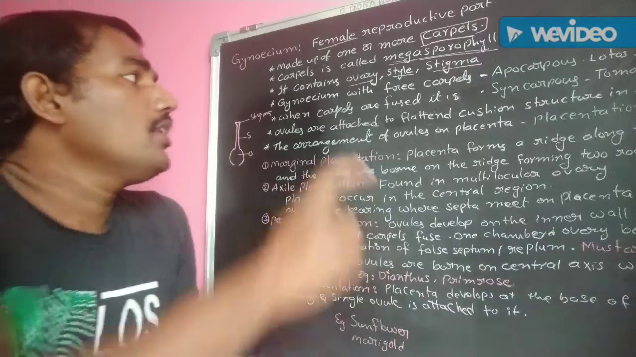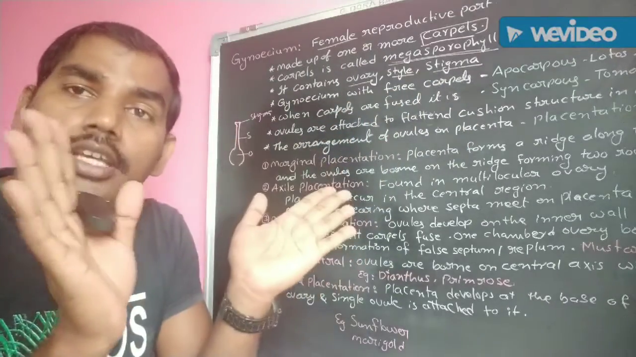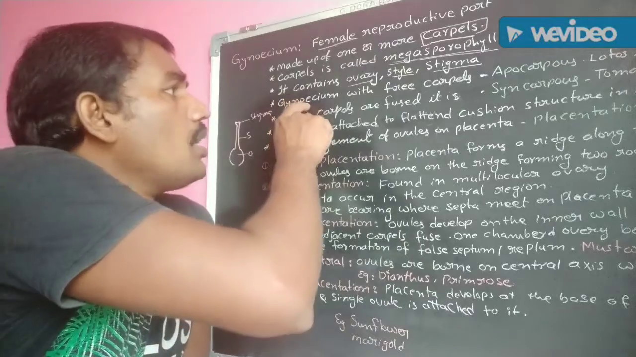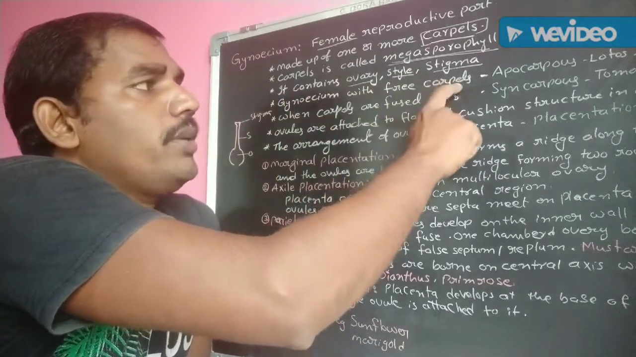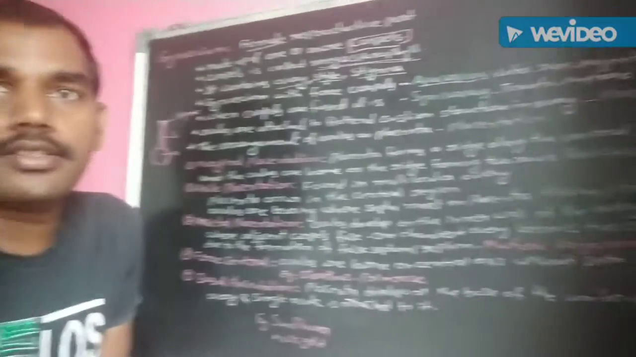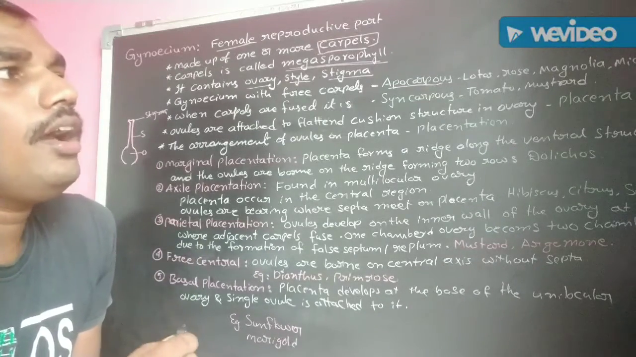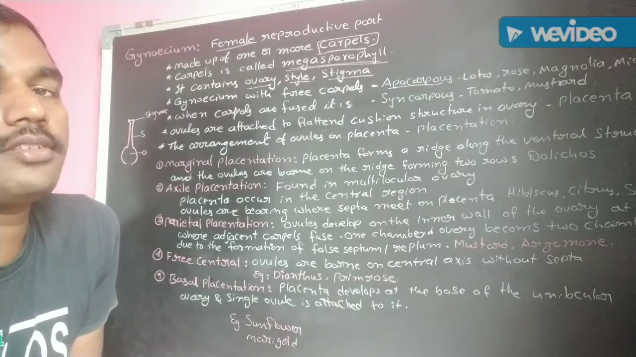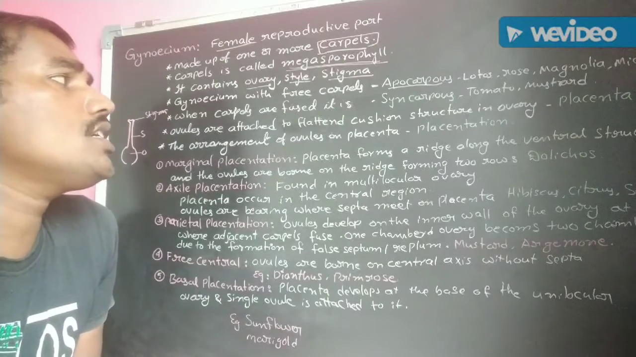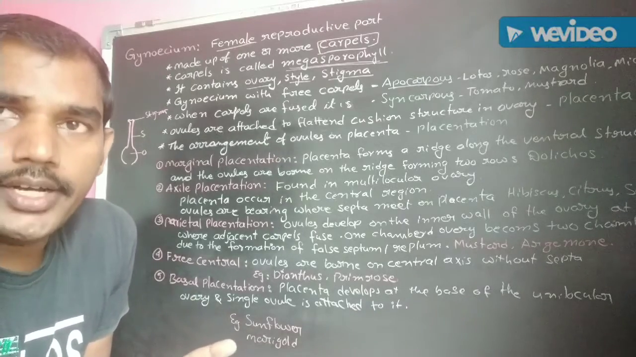The gynoecium has free carpels. This means carpels are either free or united, free or fused with one another. A gynoecium with free carpels is known as apocarpous. Examples: lotus, rose, magnolia, and michelia. In michelia, magnolia, rose, and lotus flowers, the gynoecium with free carpels is known as apocarpous.